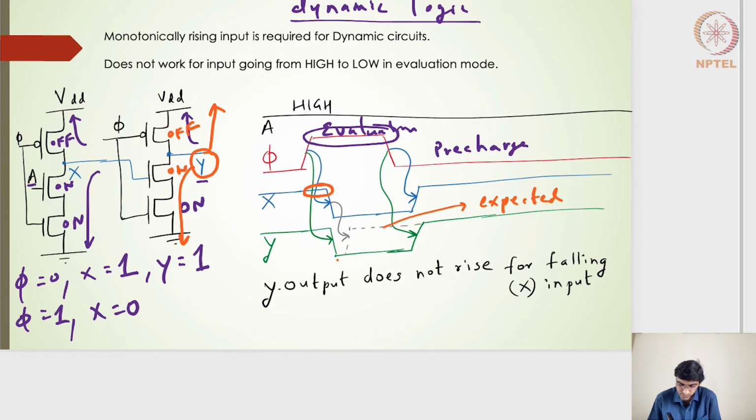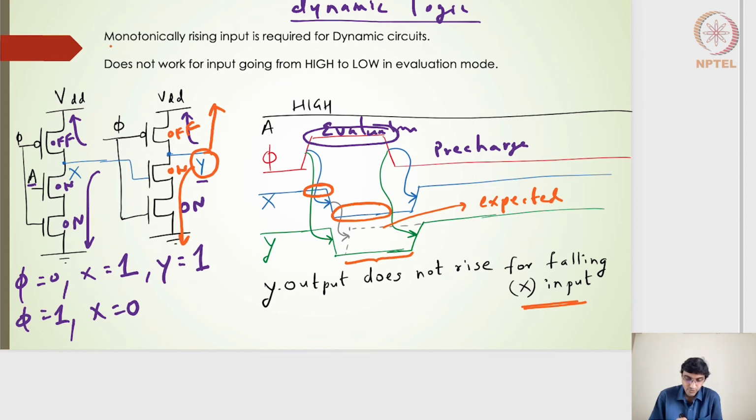I've drawn this dotted line representing our expected profile. But what really happens is once Y comes down, there is no charging path. So Y stays at 0. The Y output doesn't rise for the falling X input. Whenever X falls, Y doesn't rise.